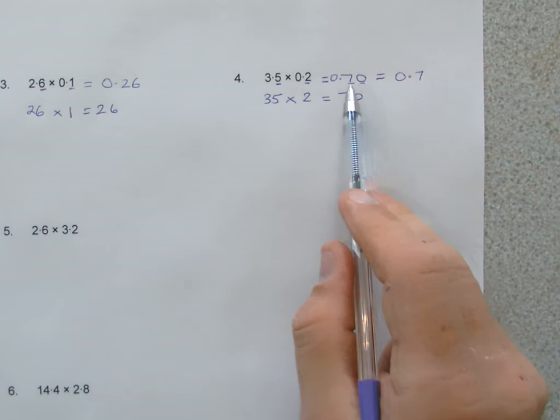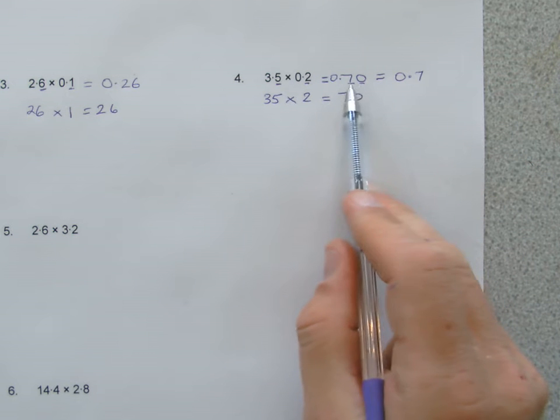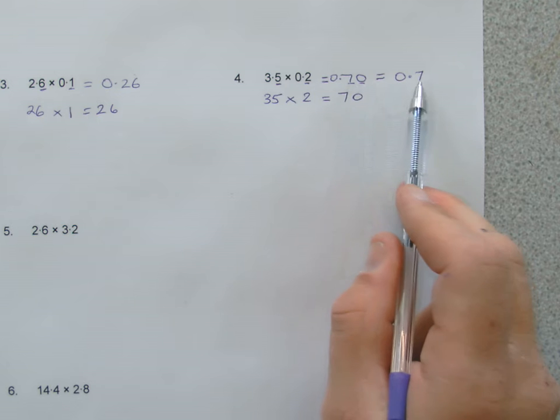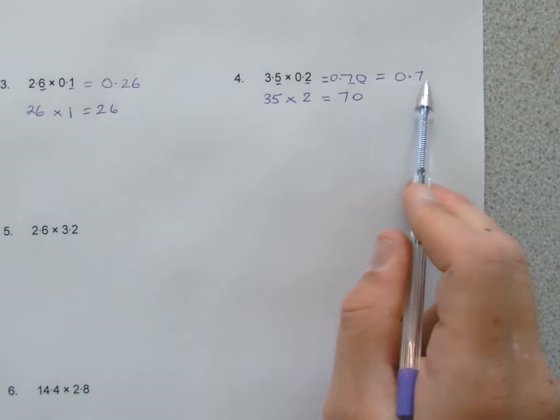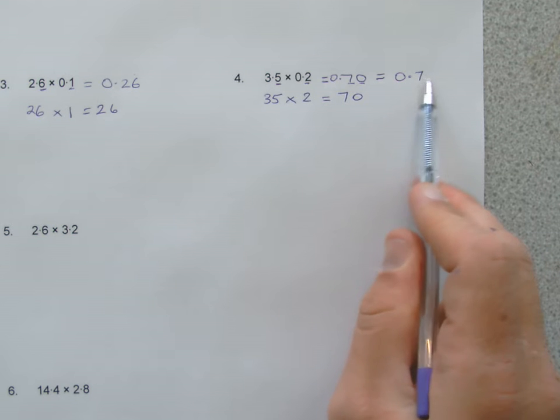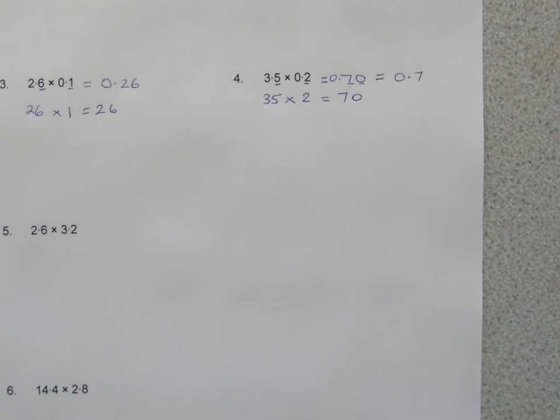Okay, so even though you wanted 2 decimals in the answer, you've got them there, but then at the end, you don't need to actually include that 0. You don't need to write it. It's still there, it's just there's no need to write it down. So 0.70 is the same as 0.7.